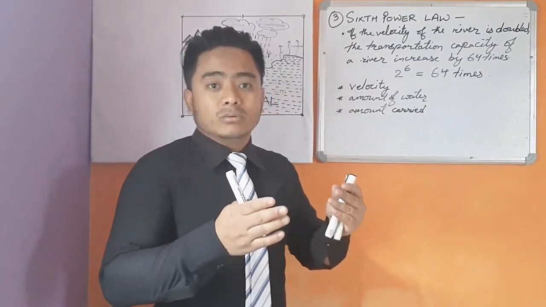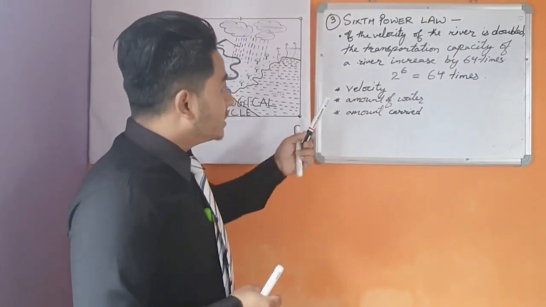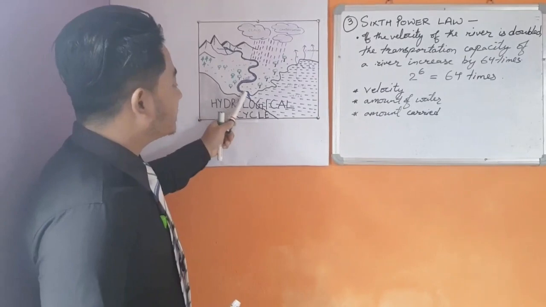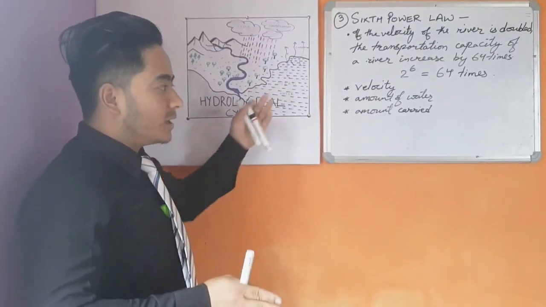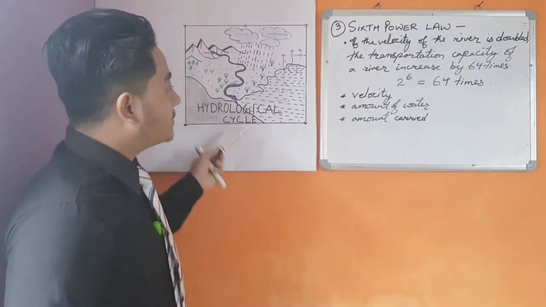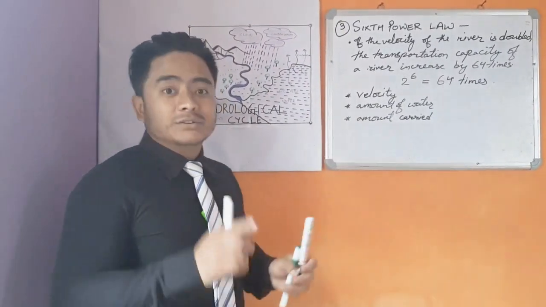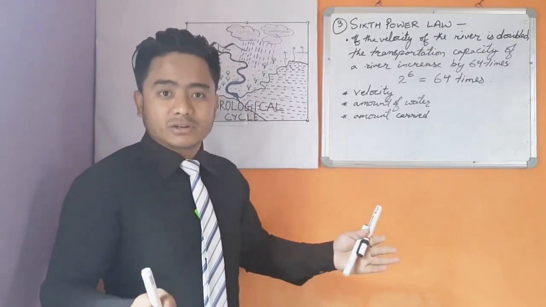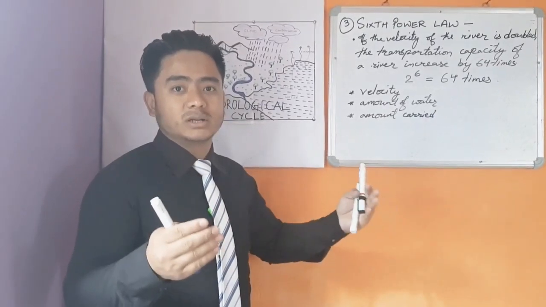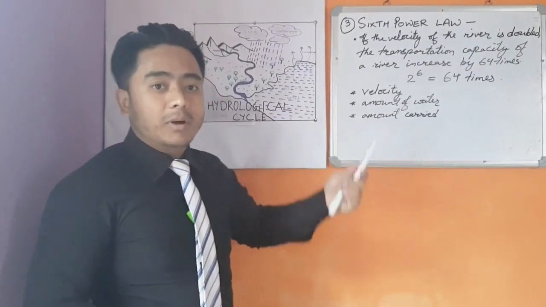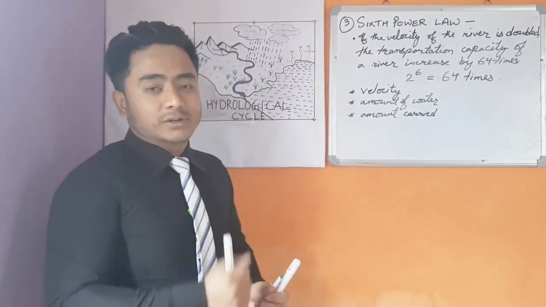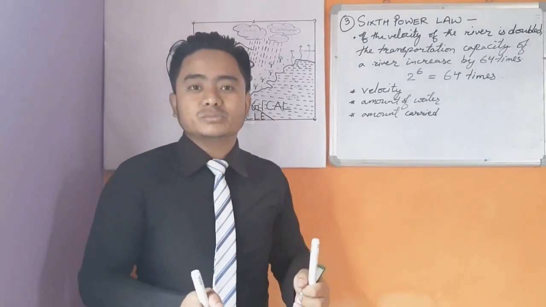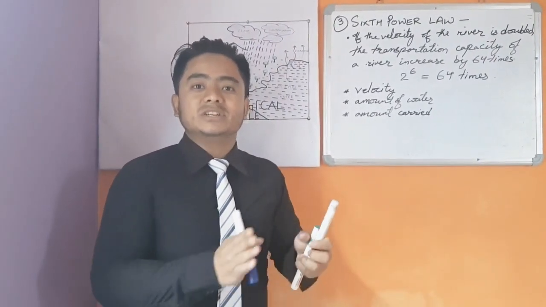In short, it can be said that the transportation capacity of the river, that means the materials to be traveled from one place to another place, depends upon the velocity of the river, that means the force of the river, amount of water in the river, that means the presence of the water, how much, what volume, and amount of materials carried by the river. So these are the three factors that are responsible for the transportation capacity of the river.